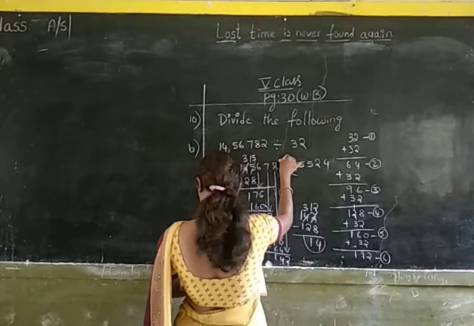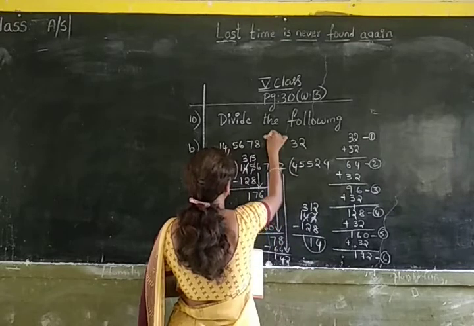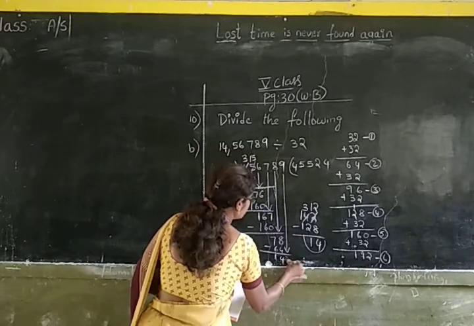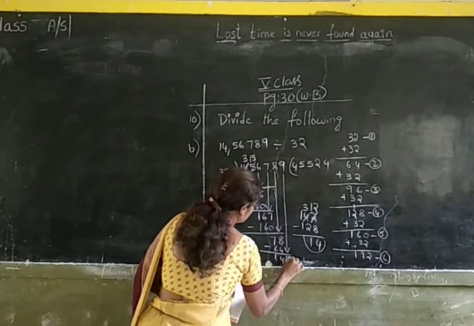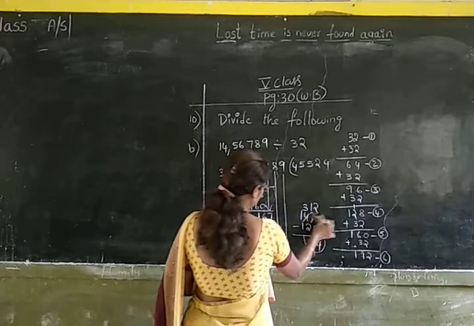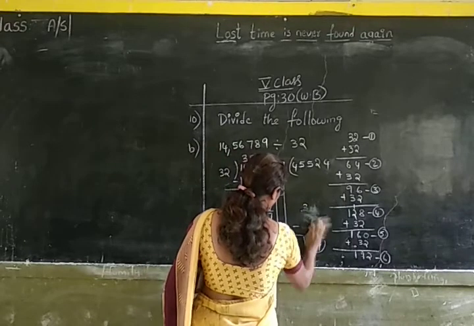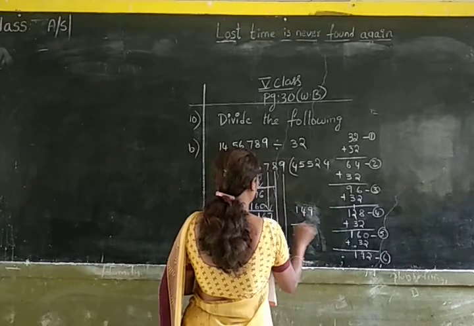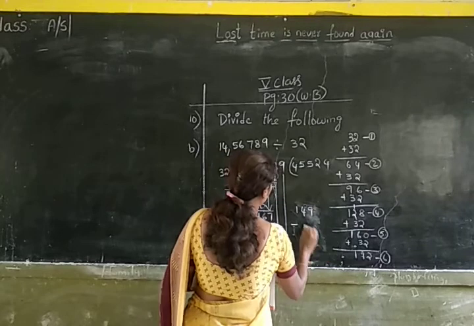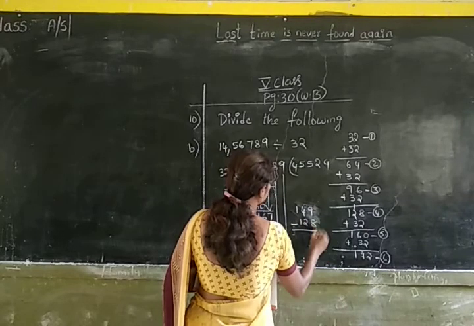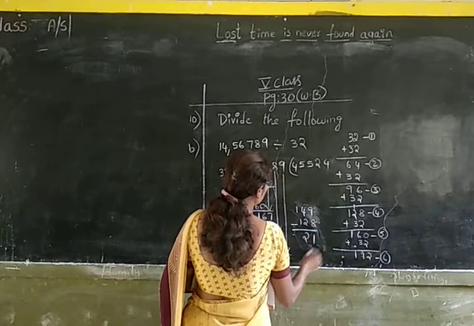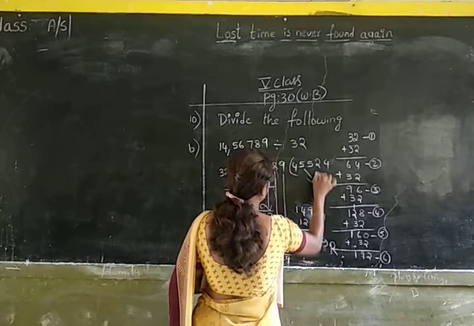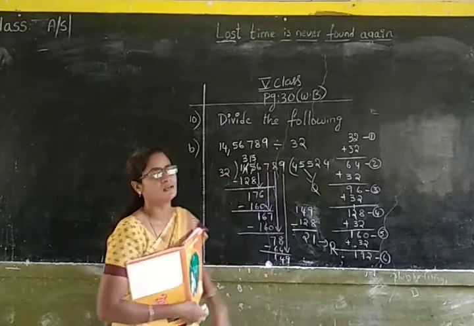Okay children, sorry, here it is 789. So here we have to bring down 9. Then this will become 149 minus 128. 9 minus 8 is 1 and 4 minus 2 is 2. This is the remainder and this is the quotient.